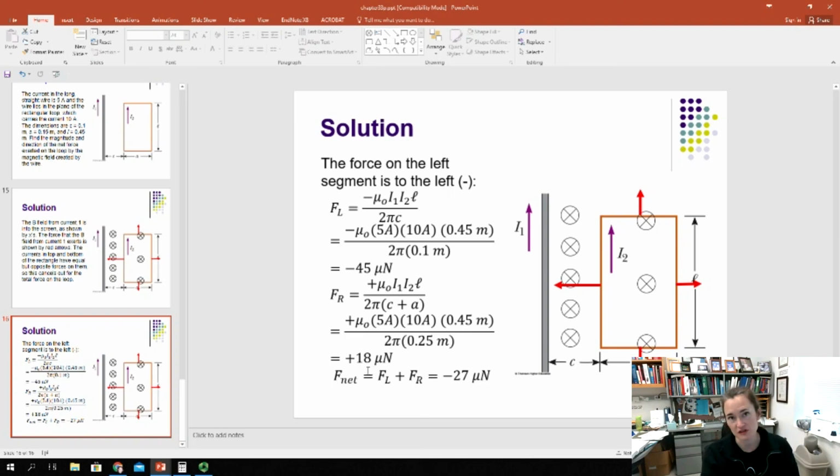Now to get the net force on the loop, all I have to do is add those two things together. So we have minus 45 micronewtons plus 18 micronewtons, and that gives me negative 27 micronewtons. So that's the net force on the loop. Remember, there is a force on the top and the bottom segment, but since it's equal and opposite, it causes no net force in the loop, so I didn't include it here.